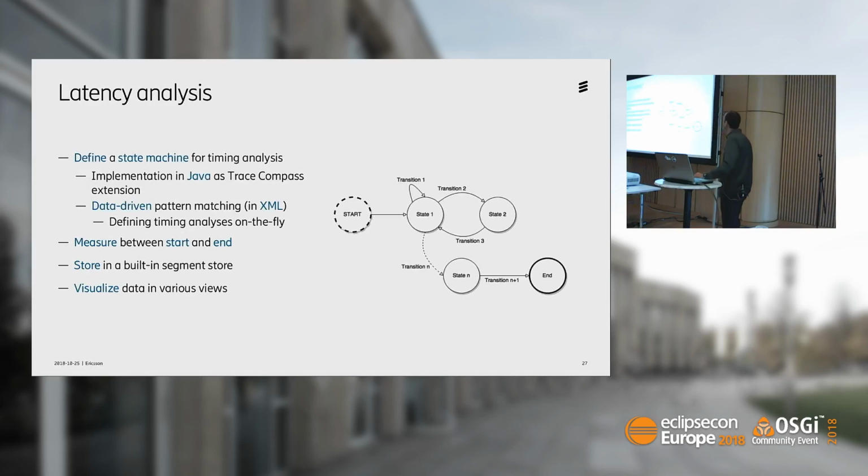Next topic, latency analysis. Each trace event has a timestamp, so with the timestamp, you can measure executions, going from a start to an end. Sometimes it's just the difference between two events. In other cases, you need a little state machine to measure the whole thing. For example, you might need to look at the process ID to have a state machine per process. So you measure the start to the end, and there are ways in Trace Compass to store that data and visualize it in various views.